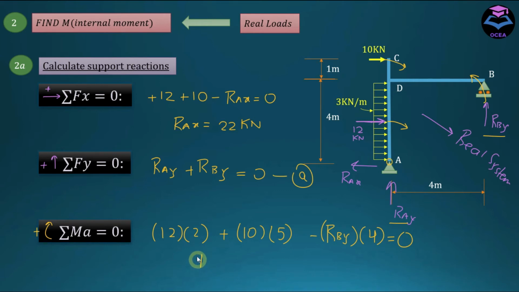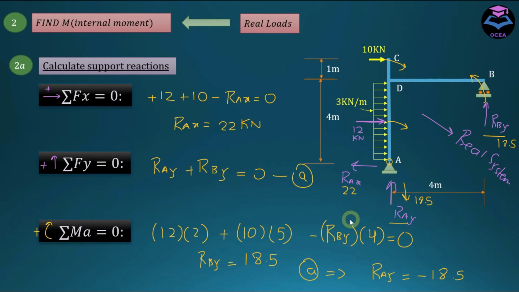If I solve this equation, RBY is coming out to be equal to 18.5, and if I substitute this value into equation number A, it implies that RAY is equal to minus 18.5, which means that the direction of the RAY reaction assumed earlier is incorrect, and this should go downward, 18.5, and this is also equal to 18.5, and RAX was coming out to be equal to 22.